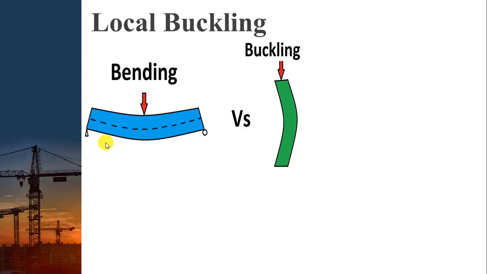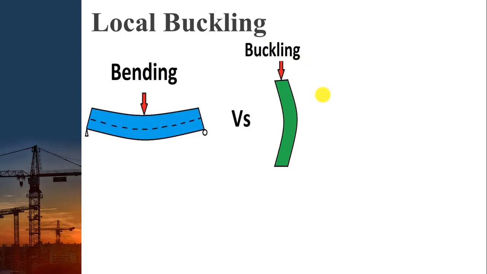Because in case of a beam, the load is a transverse load, and because of the transverse load, whatever deflection is taking place is called bending. Means bending takes place because of the transverse load. And in case of the column, there is an axial load. Now what is the difference between the transverse load and the axial load?